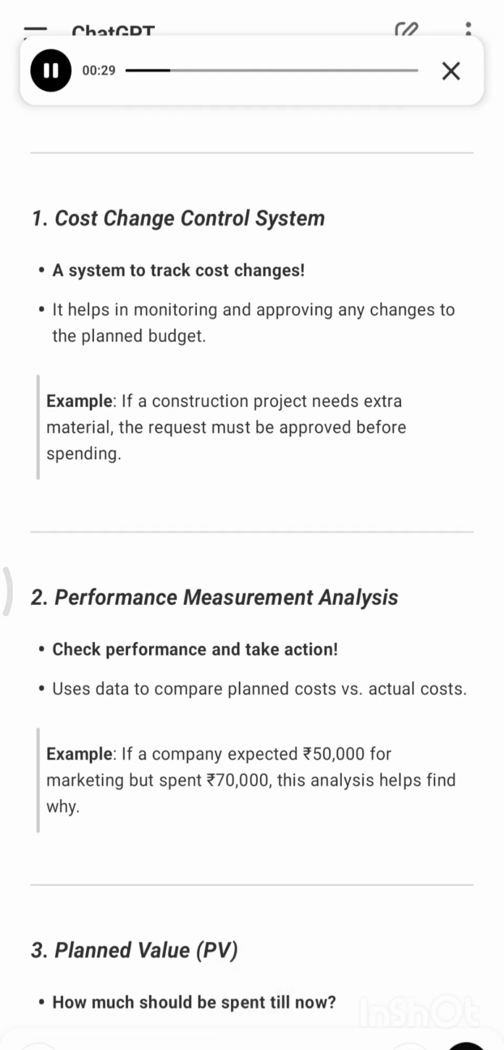2. Performance measurement analysis. Check performance and take action. Uses data to compare planned costs versus actual costs. Example: if a company expected $50,000 for marketing, but spent $70,000, this analysis helps find why.